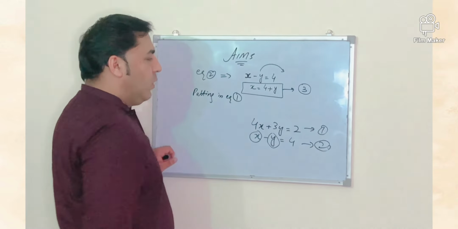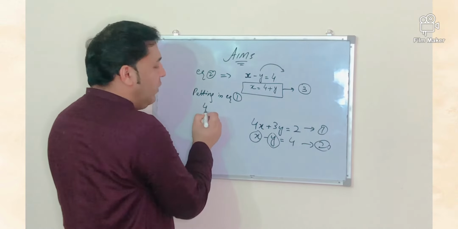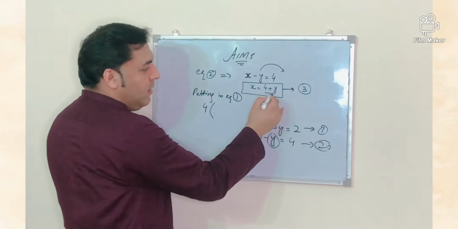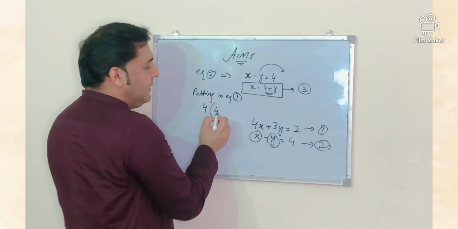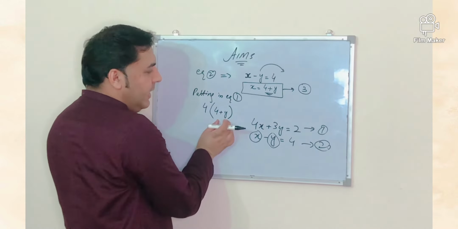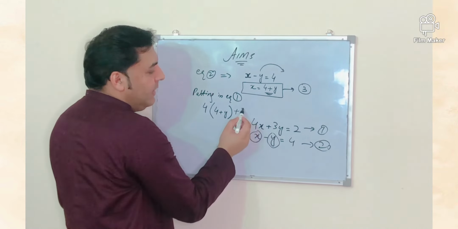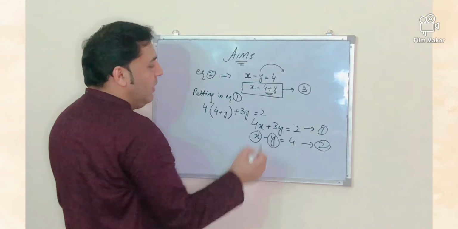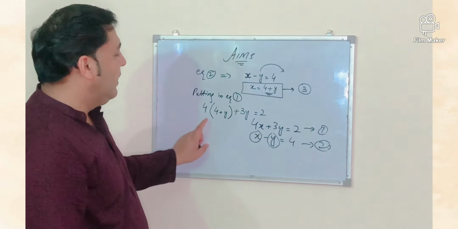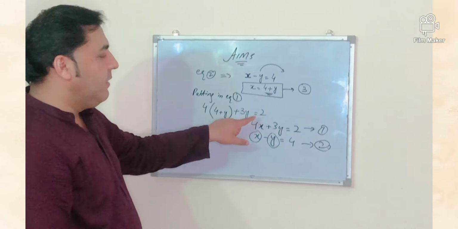1. So equation number 1 is 4x plus 3y equal to 2. I will put the value of x, which is 4 plus y. This equation will become 4 into, instead of x, I wrote 4 plus y. This 3y will remain the same, and this 2. I am putting this value in equation number 1. So equation number 1 became 4 into (4 plus y) plus 3y equal to 2.